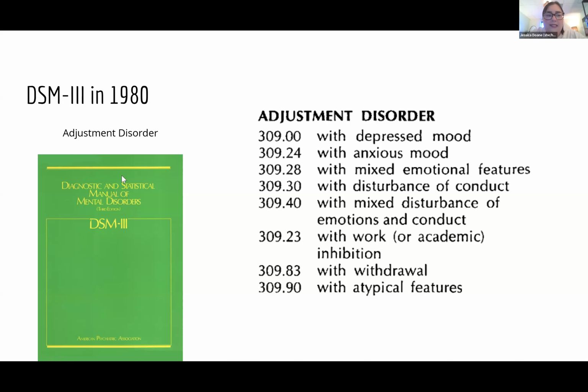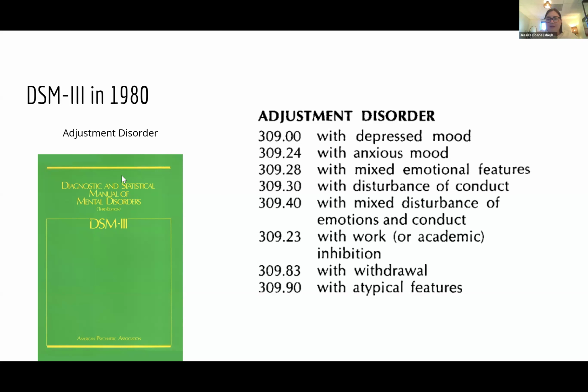So those 8 different categories here, we've got with depressed mood, with anxious mood, with mixed emotional features, with disturbance of conduct, with disturbance of emotions and conduct, with work or academic inhibition, with withdrawal, and with atypical features. So now what's happening is they're saying, all right, we've got adjustment disorder as this umbrella term. And then we're noticing that people experience or manifest symptoms of adjustment disorder differently depending on the situation and the experiences being had. So we're starting to make a little bit more logical sense, in my opinion.